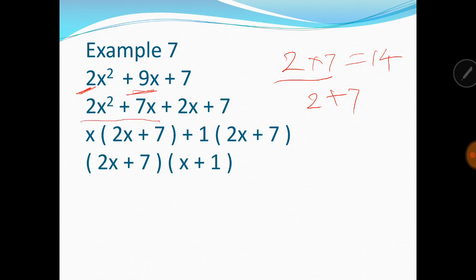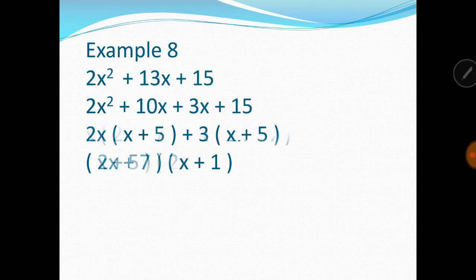So 2x square plus 7x, you have x common, so you have 2x plus 7 here, and from this you have nothing common, so you take plus 1 common. Now you have 2x plus 7, 2x plus 1, 7 common. So when you take that, you get 2x plus 7 here, x plus 1 here. So this is the factor of a quadratic equation where you have a value other than 1.